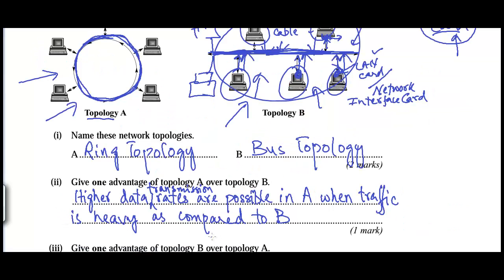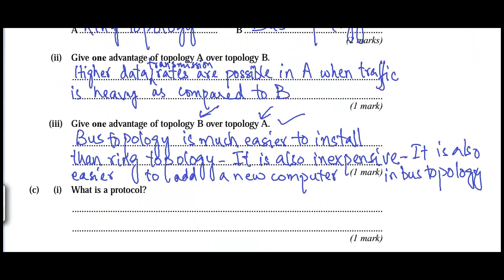Okay, so the next question is: give one advantage of topology B over topology A. This is topology B and this is topology A. Topology B is bus topology and topology A is ring topology. Now the bus topology is much easier to install. Installing the cable like this is much easier as compared to this ring topology. So bus topology is much easier to install than ring topology. It is also inexpensive. It also is easier to add a new computer in bus topology as compared to ring topology.